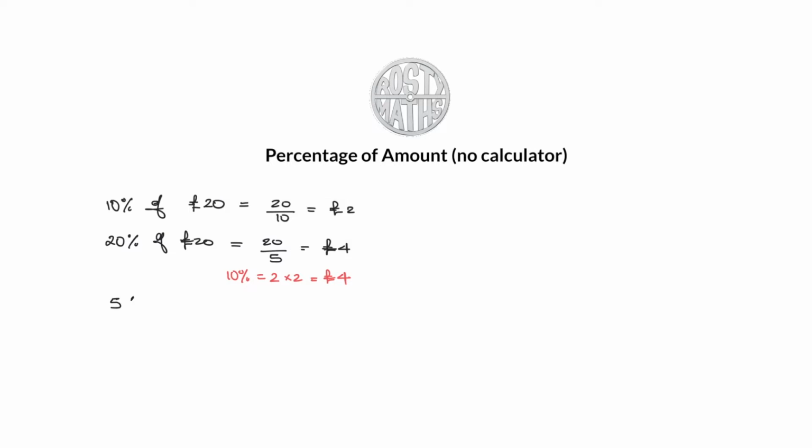Let's find 5% of that same £20. Now, to find 5%, well, I can divide by 20 or I can go, okay, what's 10%? 10% is £2. And then all I've got to do is half that 10%, because half of 10% is 5%. So that's the method I'm going to go for. I'm going to go for a half of £2, which is going to be £1. Okay, and so 5% is £1.